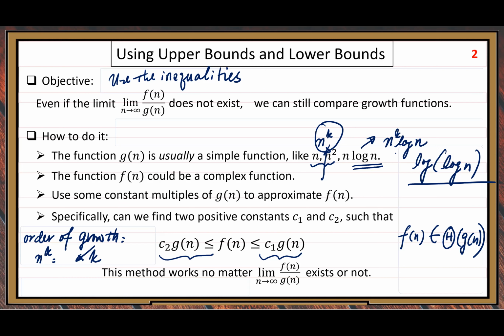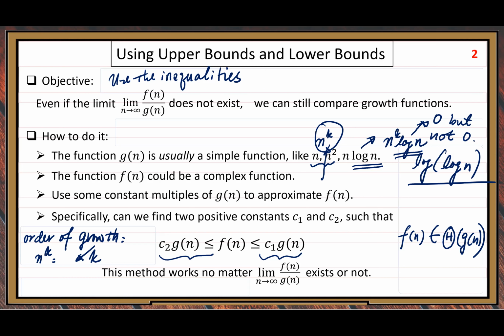But for the log function, it's hard. What is the order of growth of the log function? It's hard. It's close to 0, but not 0. The order of growth of that log function is close to 0, but not 0.